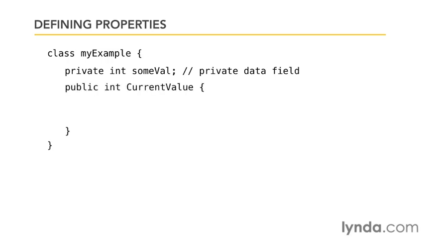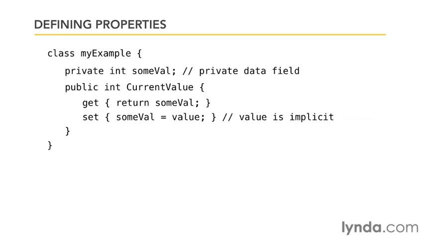A property is defined like this. I'm making a public integer property called CurrentValue. And instead of making it look like a member function with parentheses and arguments and so on, all I have to do is define the name of the property with two curly braces, and then inside I put the word get. And the word get here is essentially going to return the value of that private integer that I have. And then to set this value, I have the word set. And in the set code, I'm setting the internal SomeVal to this word value. And value is implicit. C# just simply generates that for you.